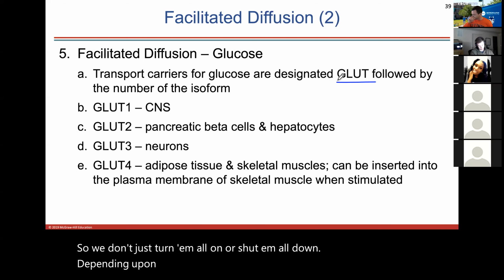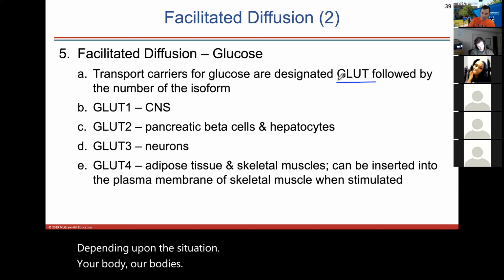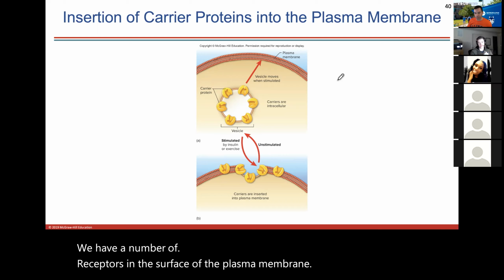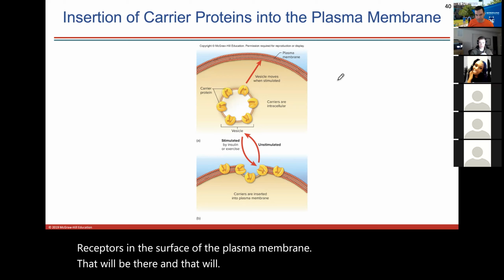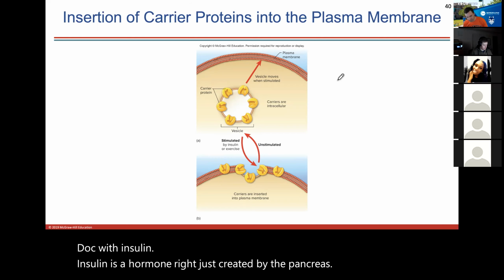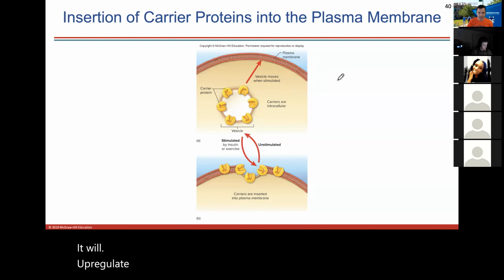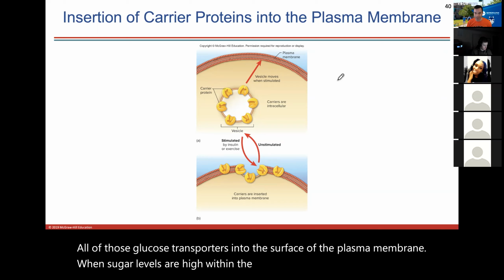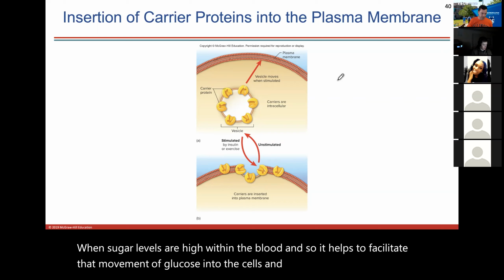Depending upon the situation, our bodies will put these GLUT transporters into the plasma membrane of a cell when the need arises. Okay. We have a number of receptors in the surface of the plasma membrane that will dock with insulin. Insulin is a hormone, right? Secreted by the pancreas. It will upregulate, okay, cause the insertion of all of those glucose transporters into the surface of the plasma membrane. When sugar levels are high within the blood, insulin helps to facilitate that movement of glucose into the cells. And what's glucose going to do? Obviously, it's involved with making ATP.